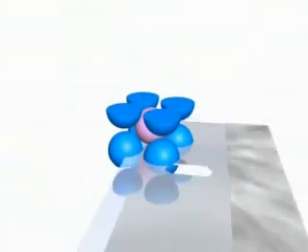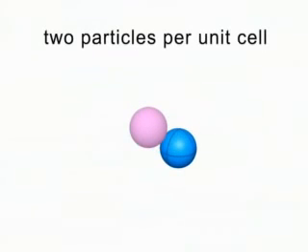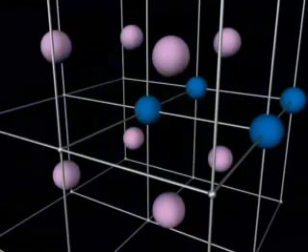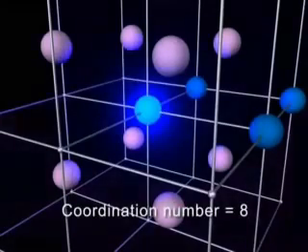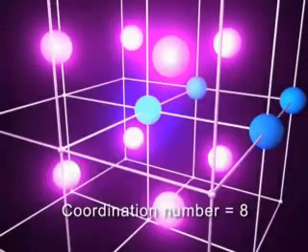The actual unit cell consists of portions of the corner particles and the whole one in the center. 8/8 give 1 particle, and the one in the center gives another for a total of 2 particles. In this tiny portion of a body-centered cubic array, you can see that any given particle has 4 nearest neighbors above and 4 below for a total of 8 nearest neighbors.